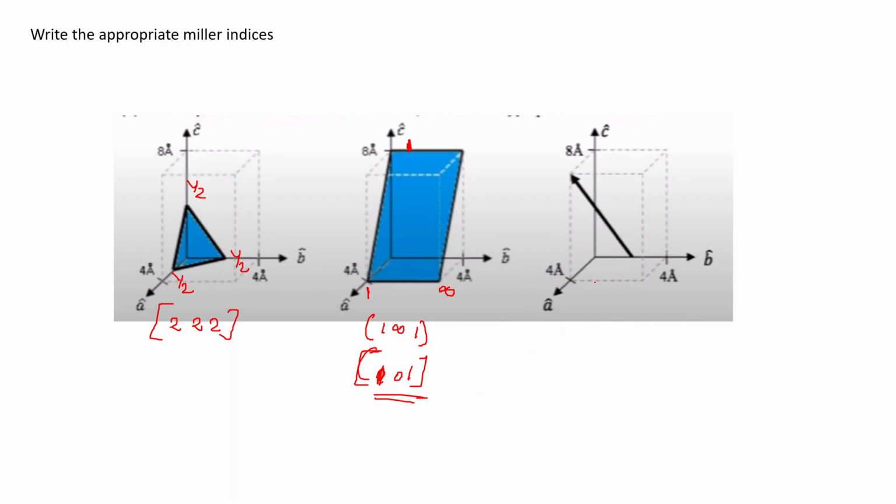Okay, now here what is happening? It is touching x-axis at 1, y-axis at half, and z-axis at 1. And it's going in the opposite direction, like touching minus y-axis we can say. So it will be 2, 1 bar. So this will be the answer's form.